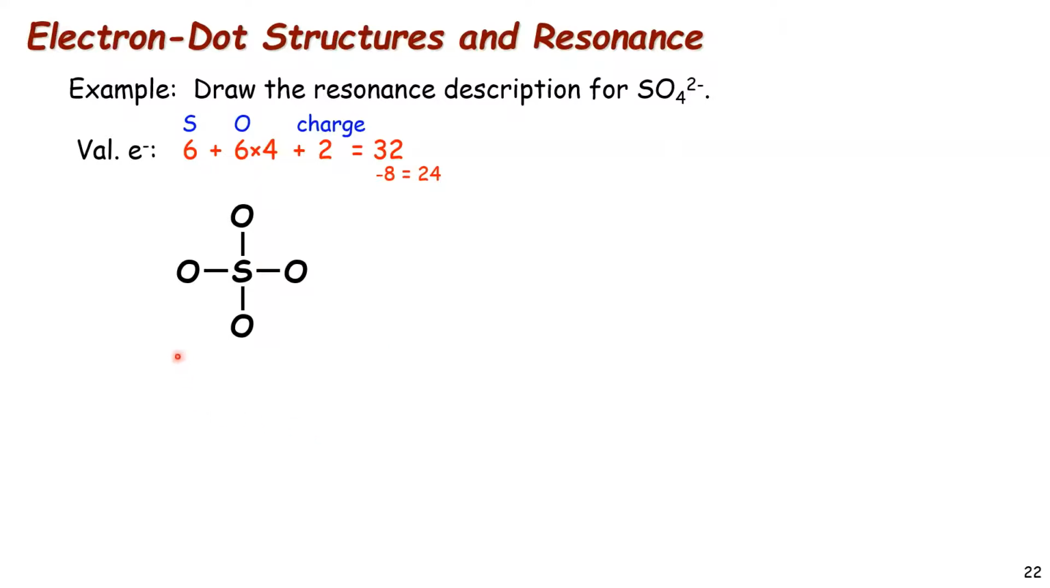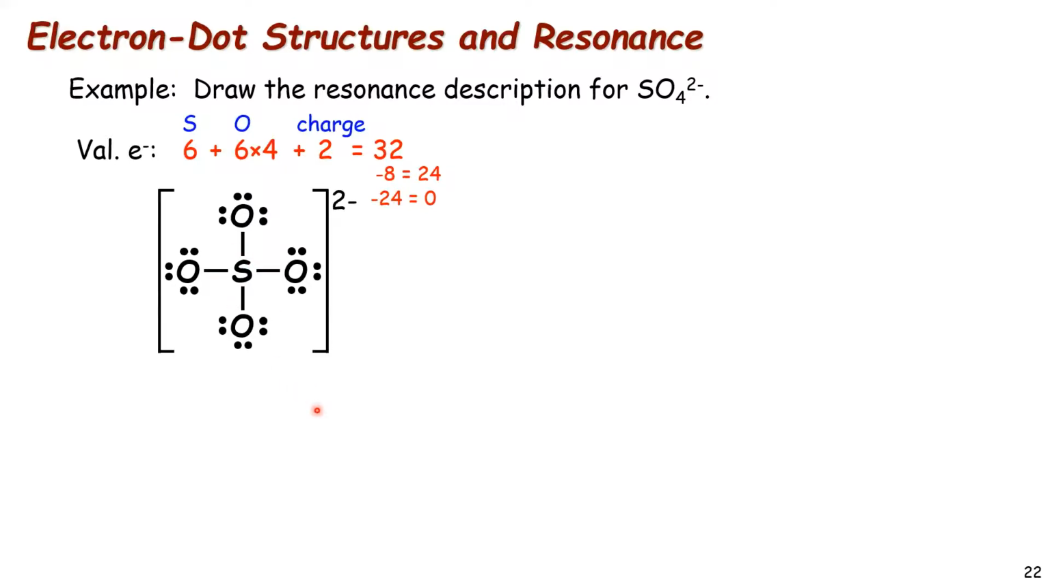Now we need to fulfill the octet for each of the outer oxygen atoms. So we get 2, 4, 6, 8 for each oxygen. Now let's see, 2, 4, 6, 8, 10, 12, 14, 16, 18, 20, 22, 24. Okay, so now we've used up all of the electrons. We fulfilled the octet for every single atom, including the central atom.